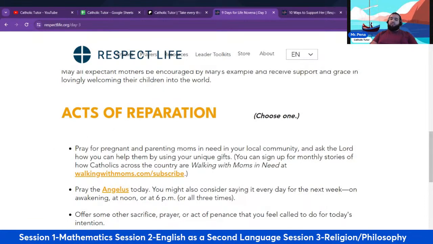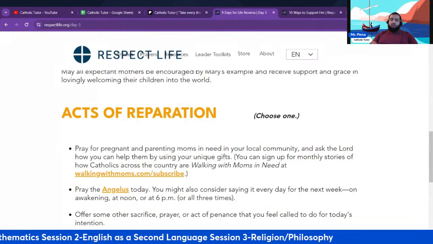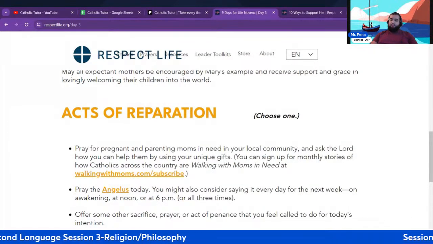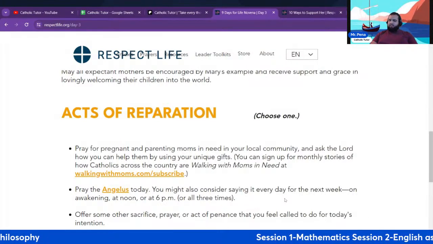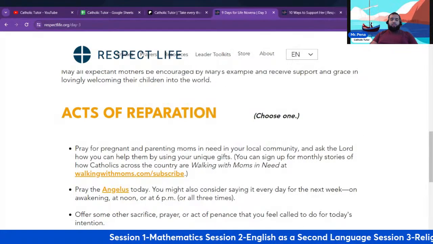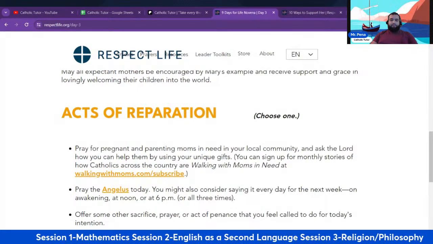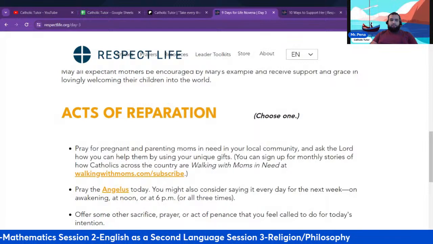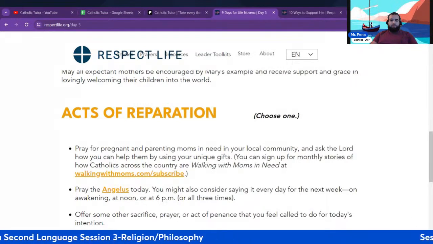You might also consider saying it every day for the next week. On awakening, at noon, or at 6 p.m., or all three times. Offer some other sacrifice, prayer, or act of penance that you feel called to do for today's penance. Amen.